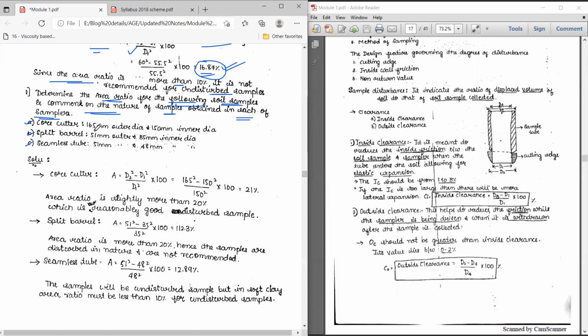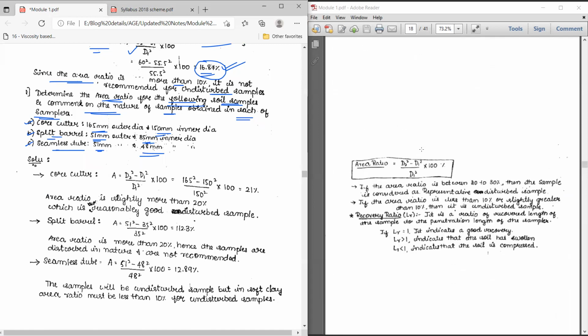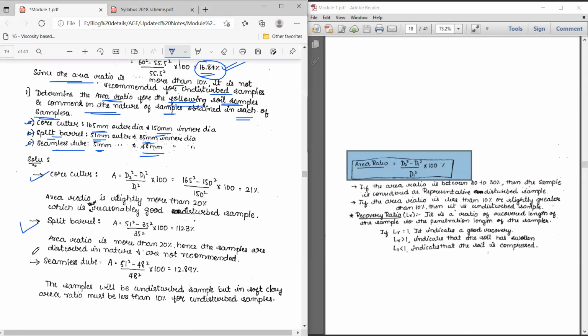If you use the core cutter, the outside dia is 165 mm and the inside dia is 150 mm. In the split barrel, the outside dia is 51 mm and the inner dia is 35 mm. In the seamless tube, the outside dia is 51 mm and the inside dia is 48 mm. Now you know the formula for area ratio. The area ratio formula is (d2 square minus d1 square) divided by d1 square. Apply the formula for all the samplers: core cutter, split barrel, and seamless tube.